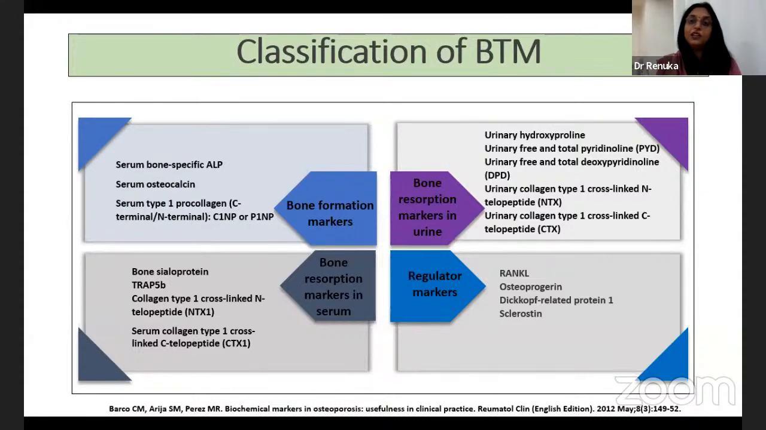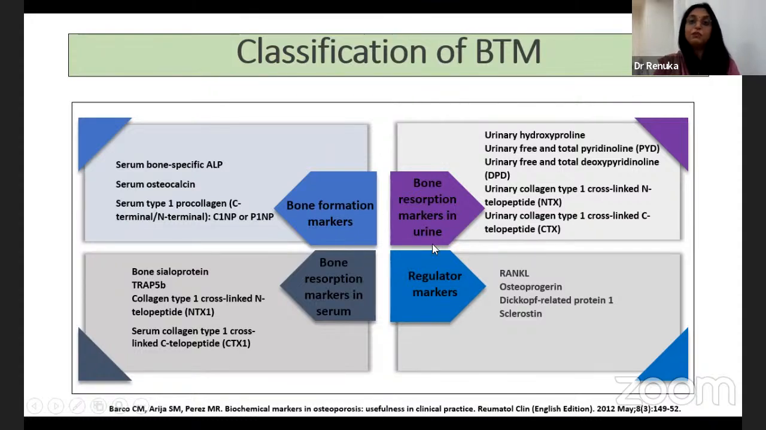So these bone markers have been classified, and can be measured both in the serum as well as in the urine. These are classified as bone formation markers, bone resorption markers, as well as the regulator markers. The regulator markers are not really in much use right now, like RANK ligand, osteoprotegerin, Dickkopf, and sclerostin. Whereas the bone formation and resorption markers are much more available in the market.